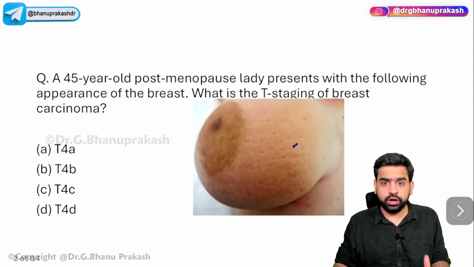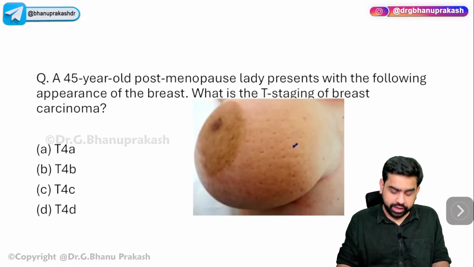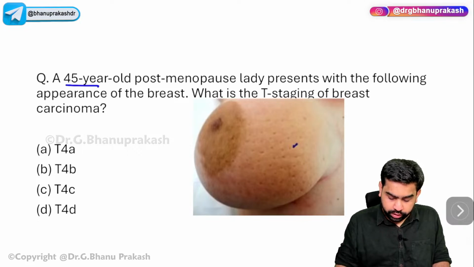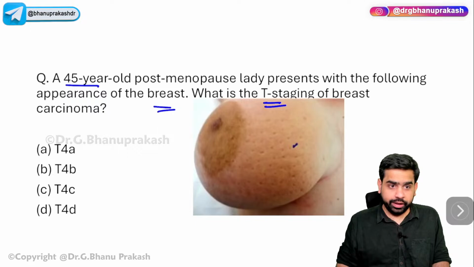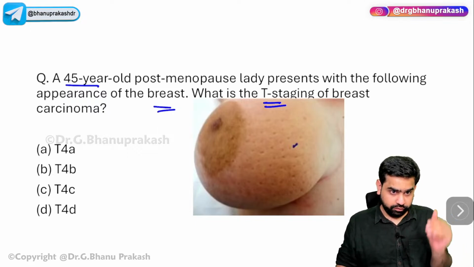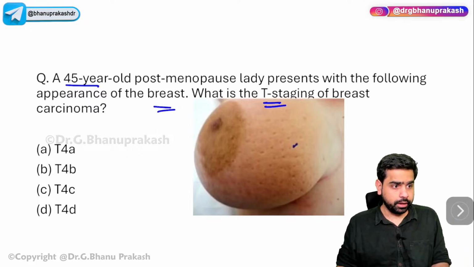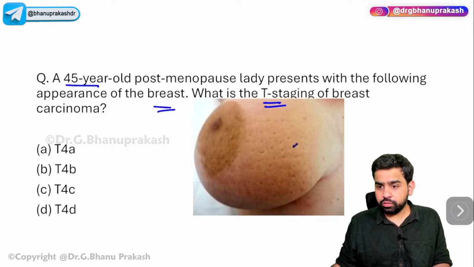Now a similar question can be asked. They can ask that there is a 45-year-old postmenopausal lady presenting with the following appearance of the breast. What is the T stage of this cancer? Can you please help me? What is the answer here? Is it T4A, T4B, T4C, or T4D? Can you help me with this, guys?